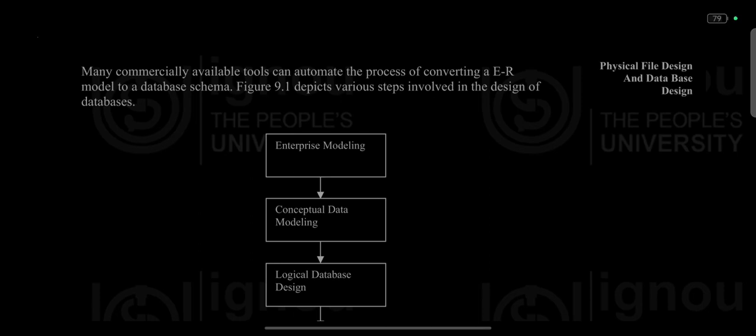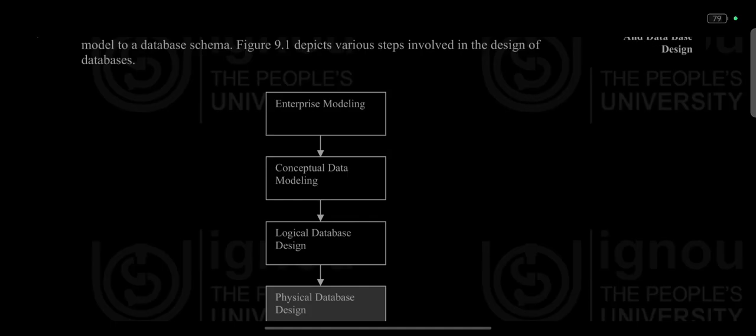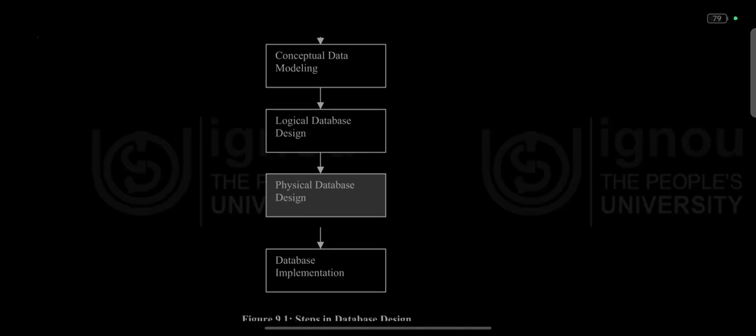Figure 9.1 depicts various steps involved in the design of databases. Enterprise modeling, conceptual data modeling, logical database design, physical database design, and database implementation. So these are the steps in database design.